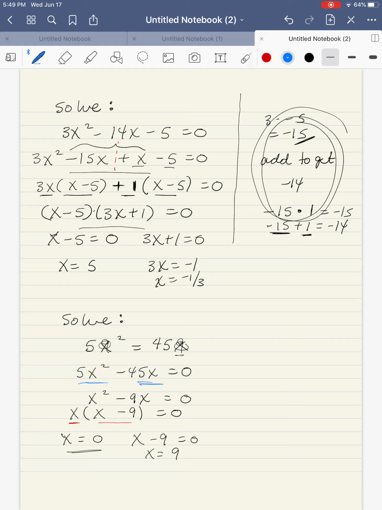So watch out for that step. If every one of your terms has an x in it, we know that we're going to factor out that x, and one of my solutions is going to be x equals 0. In our next video, we're going to look at what to do if the polynomial will not factor. We're going to learn a method to solve any quadratic equation even if it will not factor.